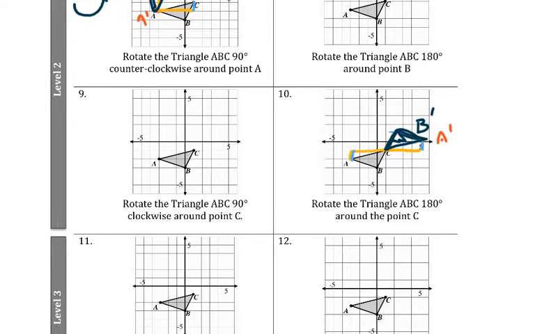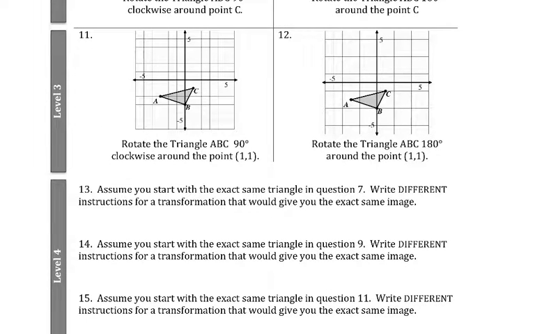Okay, level 3. On each of these, because this is so tough, I am willing to rotate 1 point with you. So we're going to rotate the triangle 90 degrees clockwise. So let me draw my arrows. Around the point 1, 1. Here is my center of rotation. Let me go ahead and rotate point A for you.